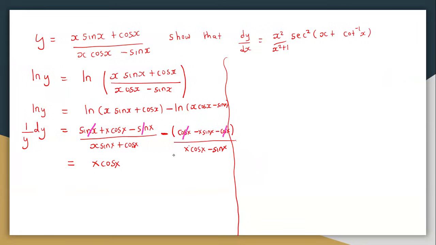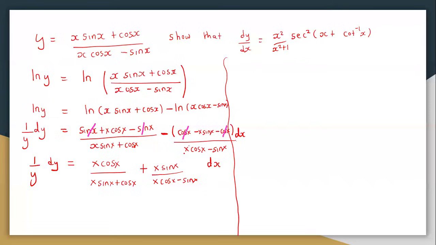So when they reduce, you notice that I remain with a negative and a negative. So everything here divided by x sine x plus cos of x, then I have plus x sine of x out of x cos of x minus sine of x, and everything is 1 out of y dy. But do not forget here, you differentiated with respect to x. Here you differentiated with respect to x. So that is the first step we have to go through.